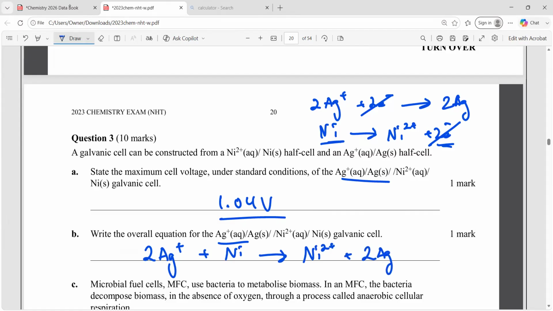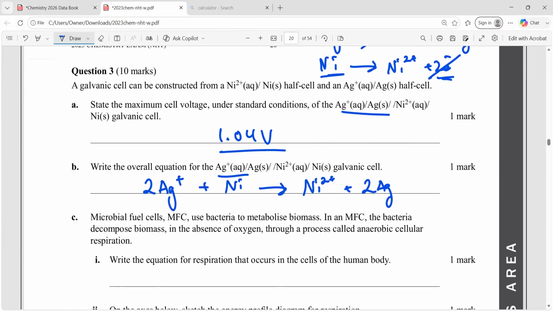The best way to check if you've done everything correctly is to just check the charge on each side. Also, it's fine if you take up another line just to write the states. So there's 2+ here because there's two Ag+ and an Ni2+.